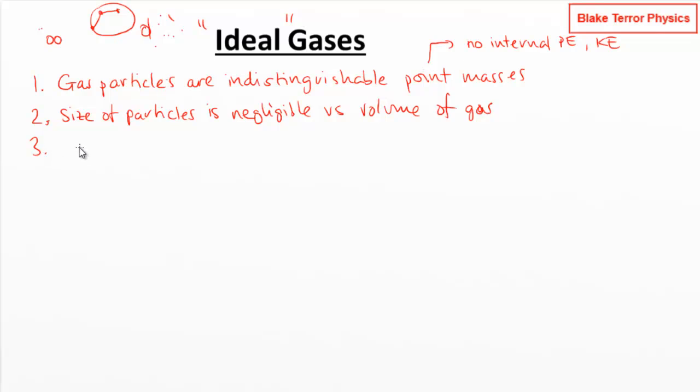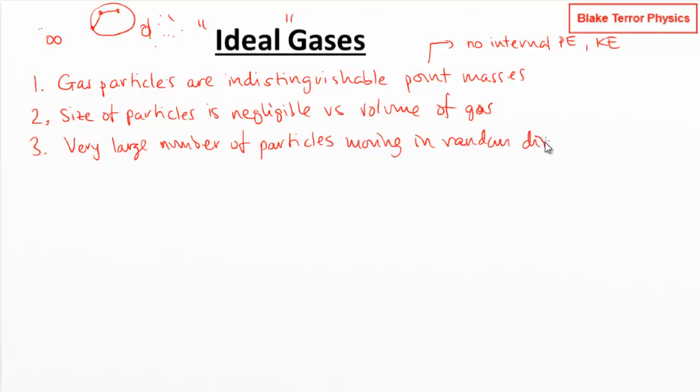Right, number 3, we're going to say there is a very large number of particles, and they are going to be moving in random directions at random speeds. So again, we're just taking all kinds of distinguishability out of this. Everything is as randomly distributed as possible.